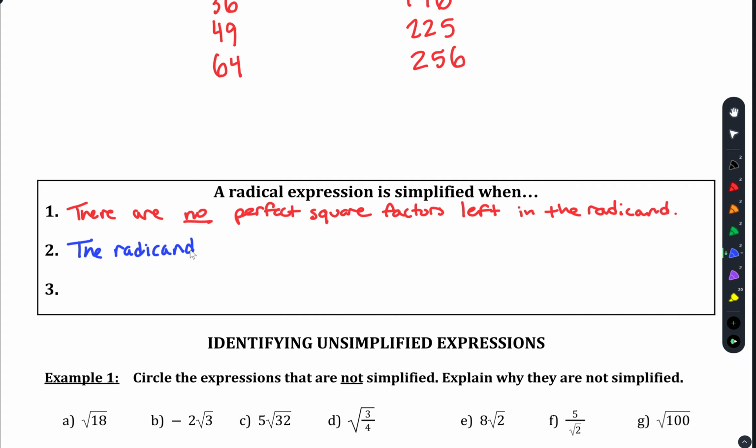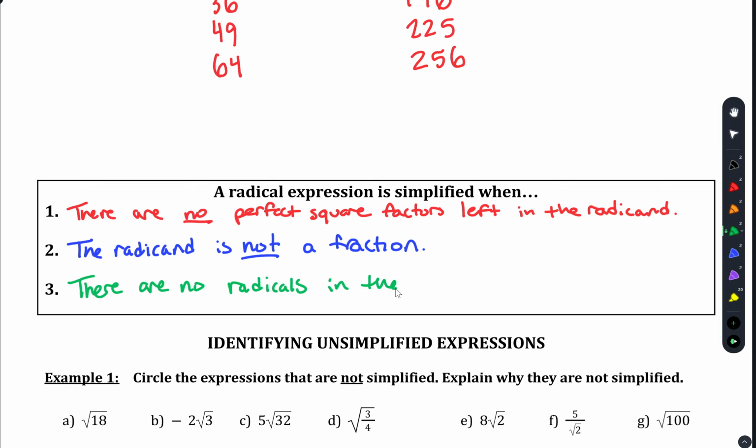which if we remind ourselves the radicand is the number inside the square root, it cannot be a fraction. And then to kind of go off of that rule, a very similar rule is that there are no radicals in the denominator of a fraction. There can be as many radicals as we want in the numerator or the top of a fraction, but we cannot leave radicals in the bottom of fractions. Those are our 3 rules that we're going to follow.